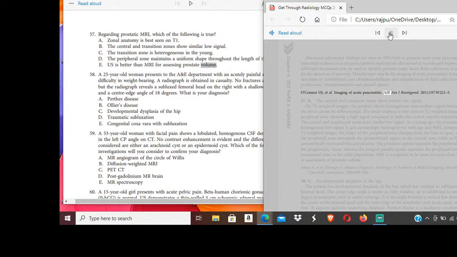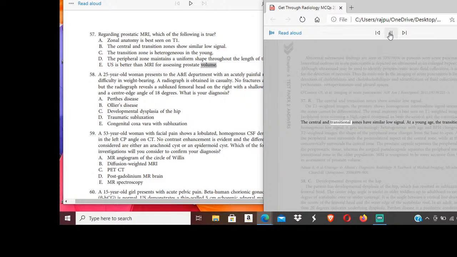Pancreatitis. AJR Am J Roentgenol. 2011; 197: W221-5. 57, B. The central and transition zones show similar low signal. On T1 weighted images, the prostate shows homogeneous intermediate signal intensity, and the zones cannot be differentiated. The zonal anatomy is best seen on T2 weighted images with the peripheral zone showing a high signal compared to both the central and the transitional zones.